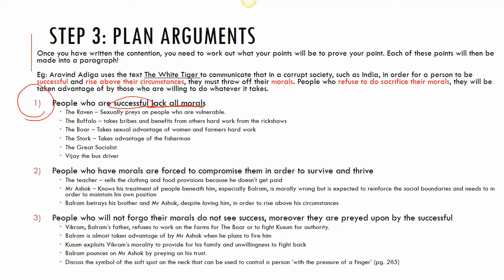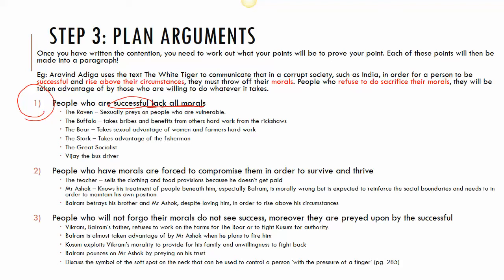In these paragraphs, I can talk about loads of characters per paragraph, okay, which is way more effective, and it means I'm going to have much more depth in my essay, and I'm not going to be scraping the barrel for evidence. So, these are the people that I came up with that I felt were successful because they lacked morals, okay? The Raven, who's the guy who dips his beak into vulnerable people in the darkness. The Buffalo, who takes the bribes from the rickshaw pullers.